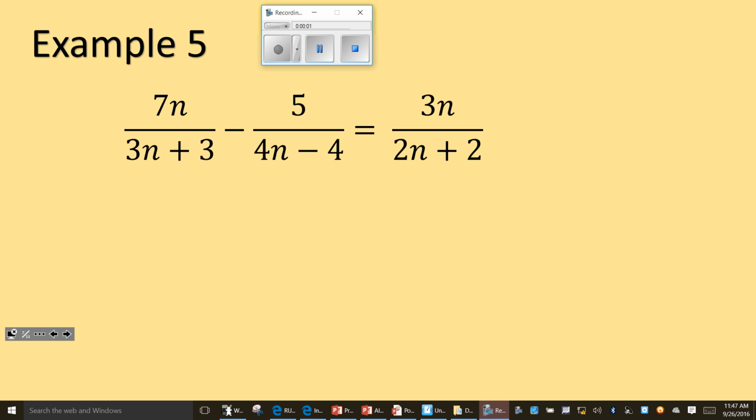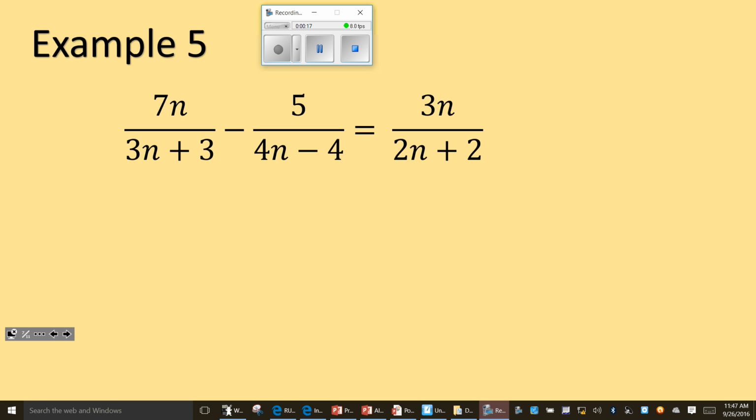Picking up where we left off on Friday. Okay, we're solving rational equations. First things first, I see a couple things. The denominators need to be factored, and we don't subtract, we add the opposite.